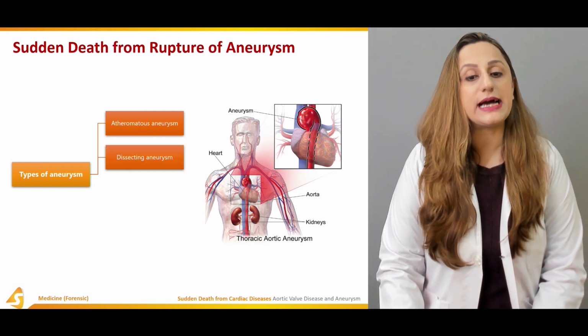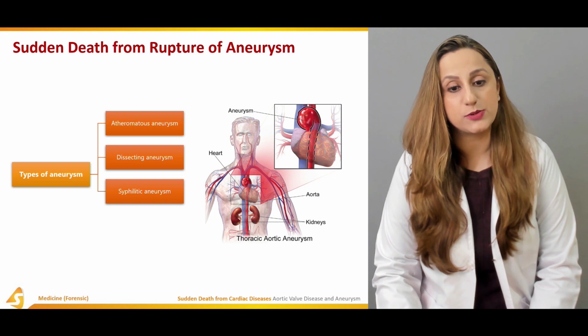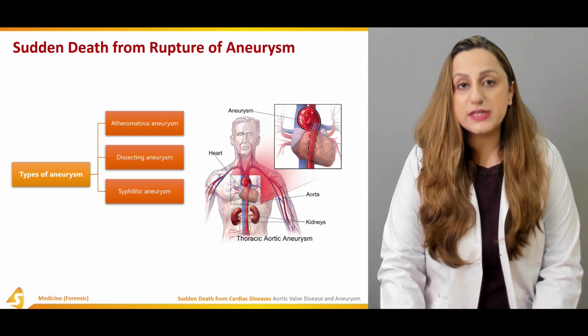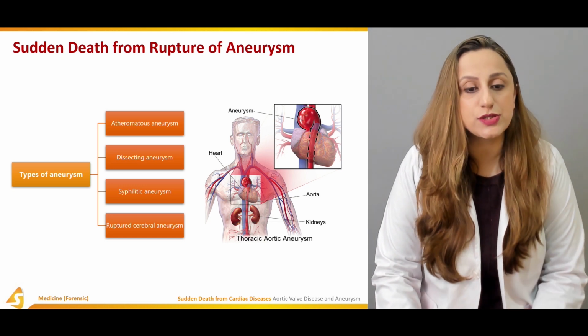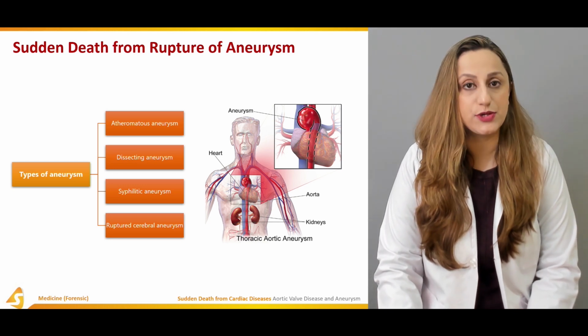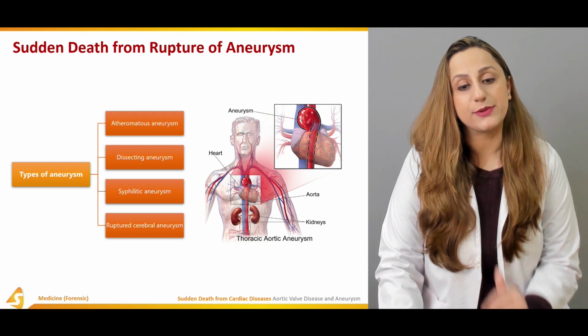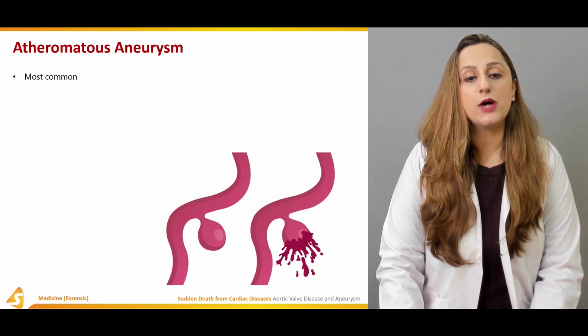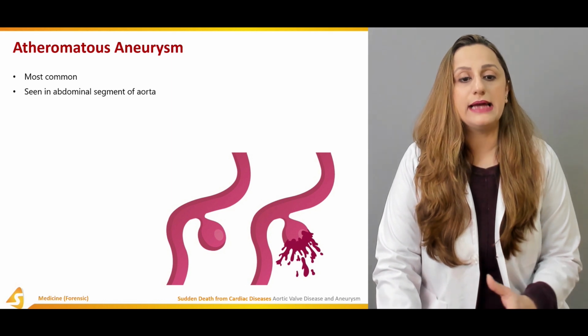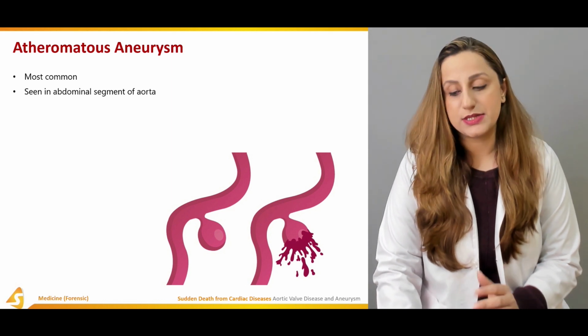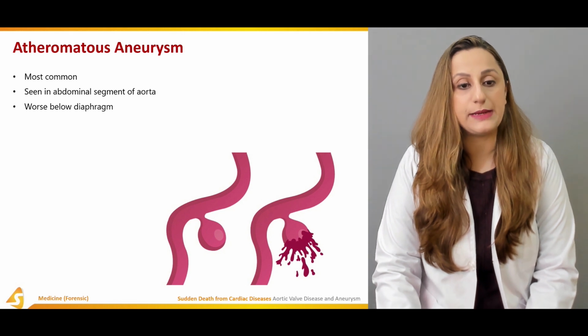And then we can have dissecting aneurysms even noted down at this level. We'll have the syphilitic aneurysms noted down. Syphilis is basically an infectious condition, and we can have the ruptured cerebral aneurysms also noted down at this level. Talking about the atherosclerotic aneurysms, they are very common and they are seen in the abdominal segments of the aorta most prominently.